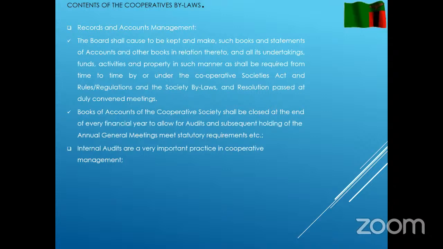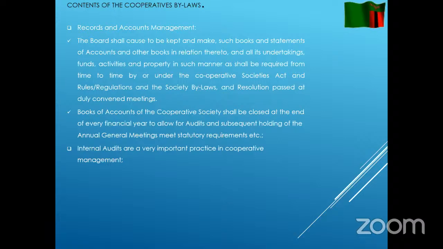So then I want to talk about records and accounts management. If you checked your bylaw, I'm sure there's the last section. I'm not very sure how your bylaw is constituted, but I know it is there on the records that the cooperative needs to keep. So you need books of accounts and statements of accounts and other books in relation thereto of all your undertakings. Because when we come as government to check what you are doing, we shall look for these records. You know, the government is the custodian of the public interest. So we want to come and see how these books are being kept.